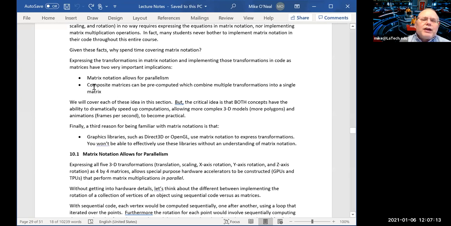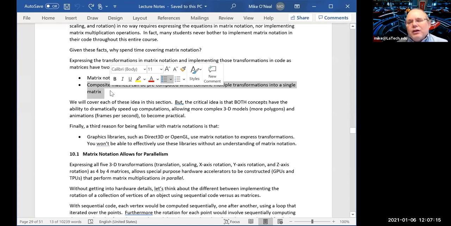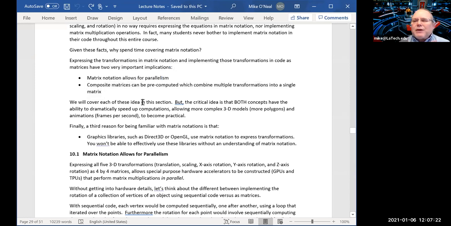Finally, another reason is to create a composite matrix. You can use the idea of composite matrices even if you don't have any special purpose hardware at all. Even if you don't have any kind of a graphical processing unit, you can still do a composite matrix. And we're going to look at an example of a composite matrix in a moment. But it allows you to do multiple operations in one step. That is what a composite matrix will do. Okay.